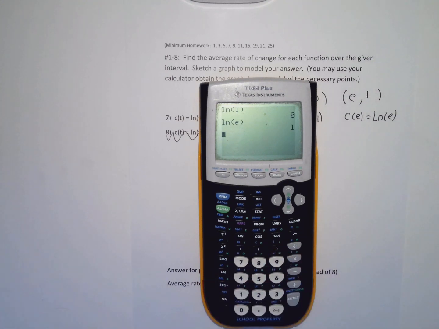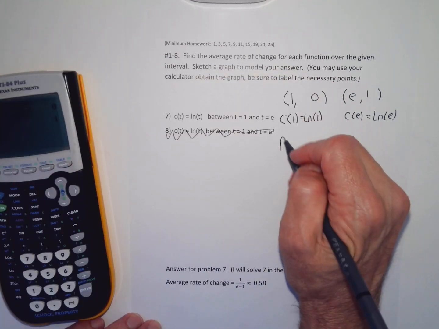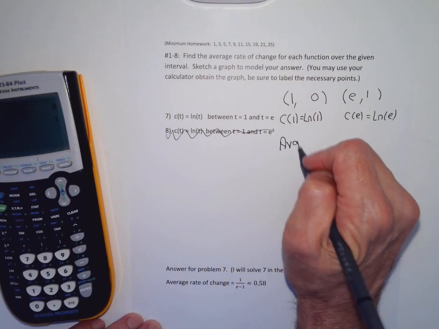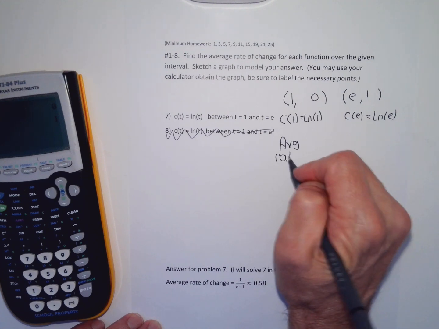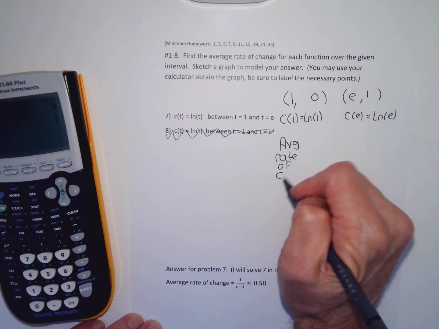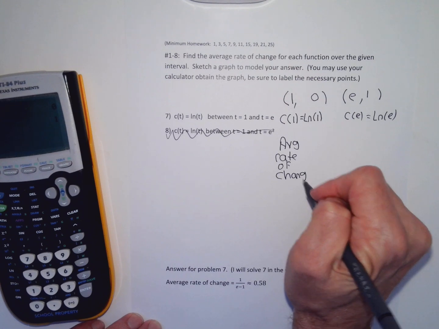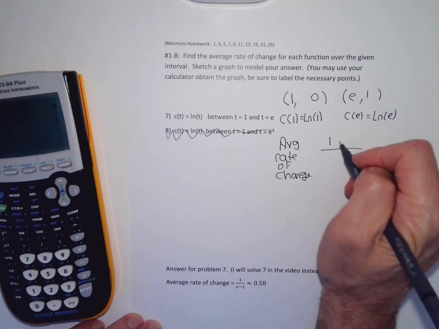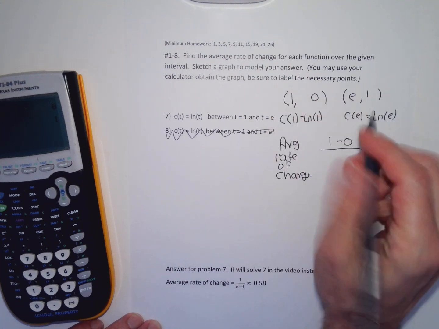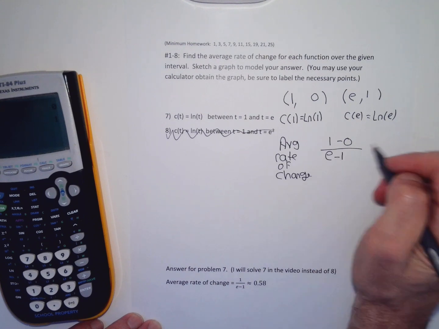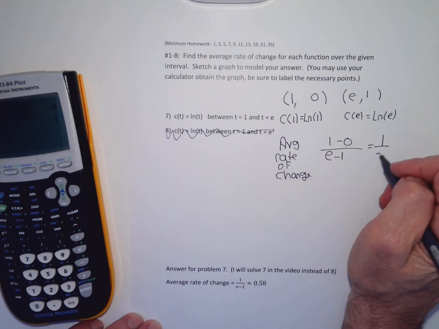So now I have my x's and my y's. I can find my average rate of change. My average rate of change is y2 minus y1. So that's 1 minus 0 over x2 minus x1, which is e minus 1. That's 1 over e minus 1.